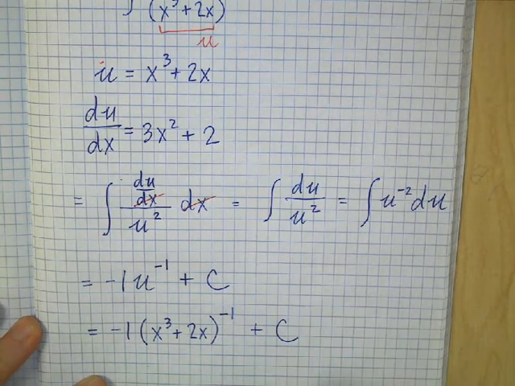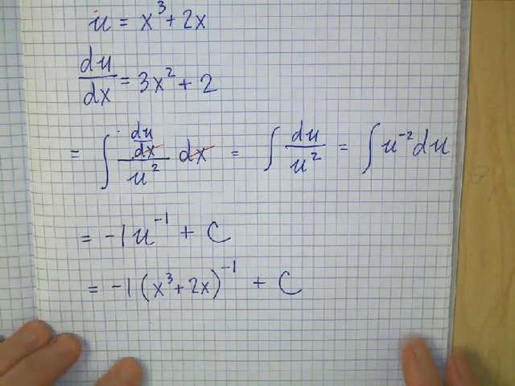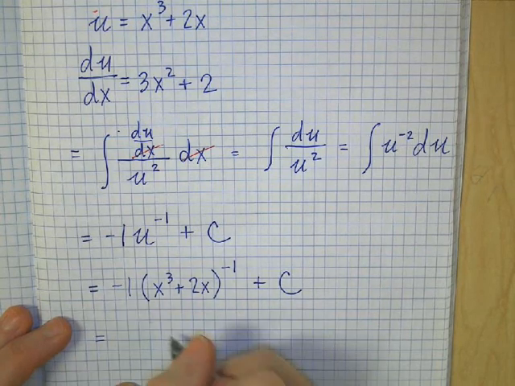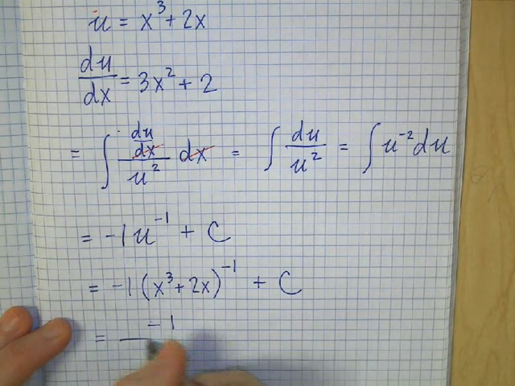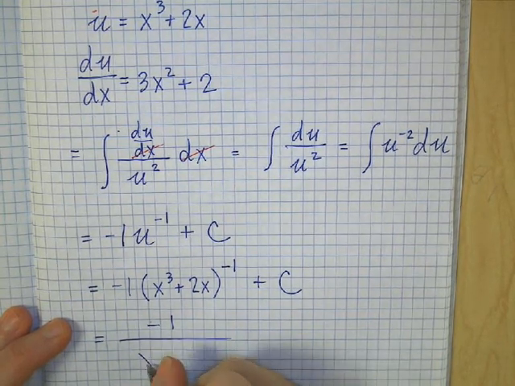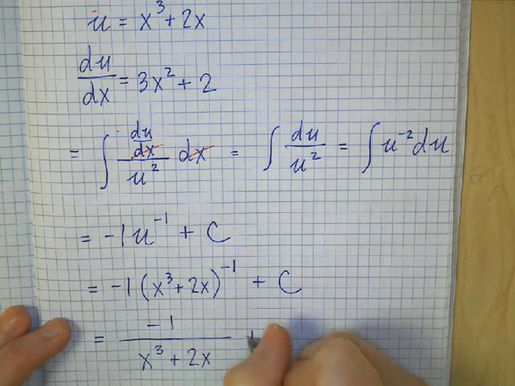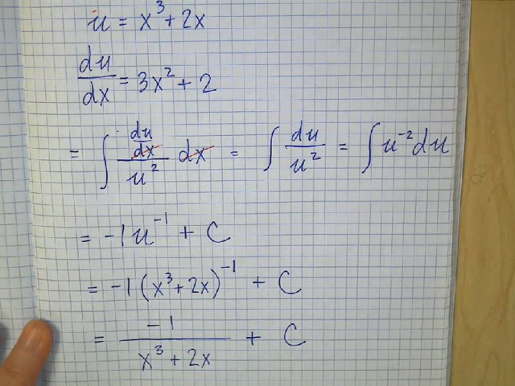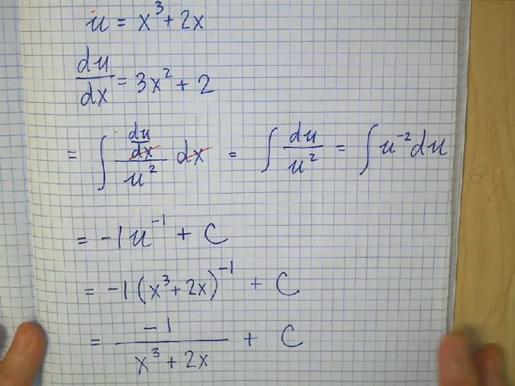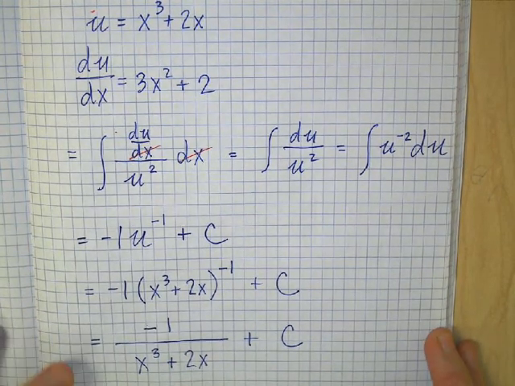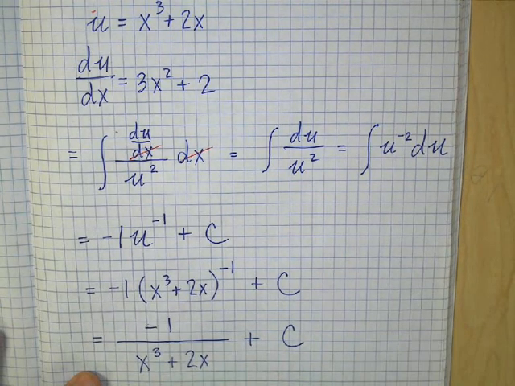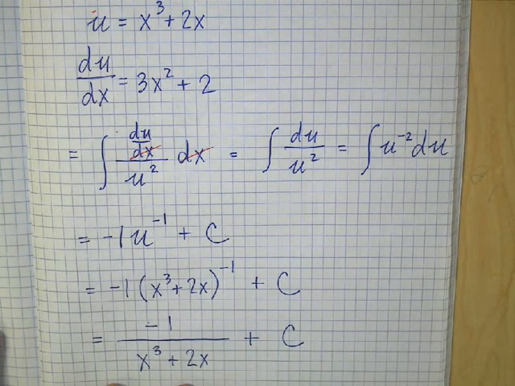And let's rewrite that without a negative exponent. So the negative 1 is going to stay in my numerator. And on the bottom, I'm going to have x cubed plus 2x, and keep my constant of integration. And that's it. Okay, and then I could check it. I could go backwards and figure out what the derivative of that would be using the chain rule. And since these are notes, I'm just going to tell you I'm right.